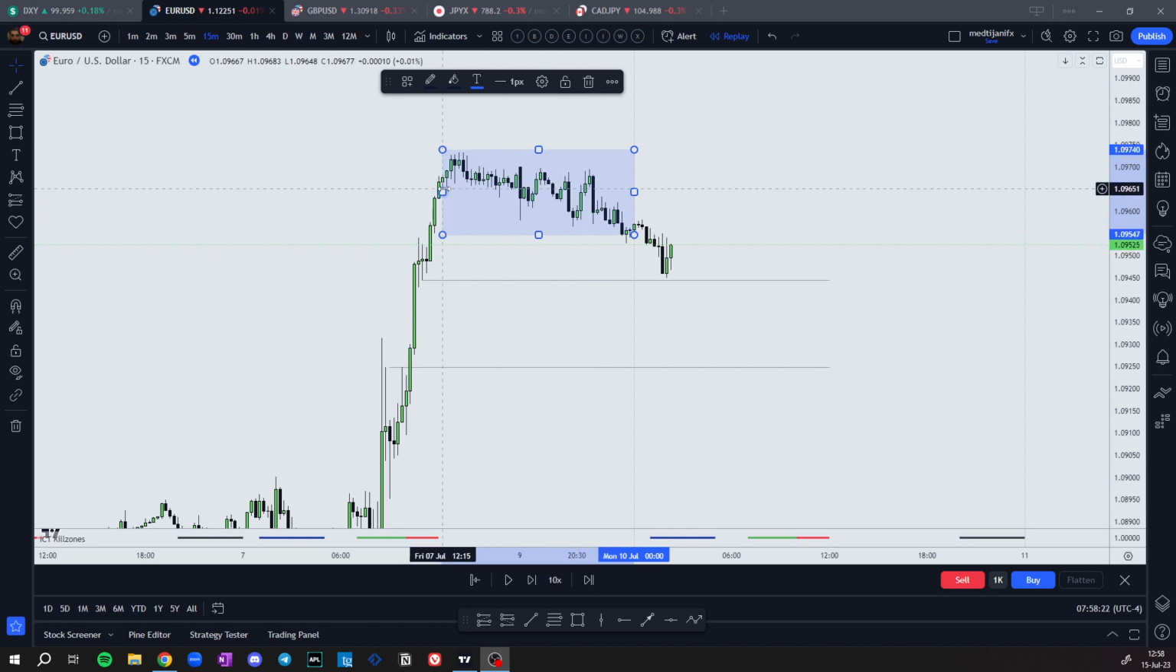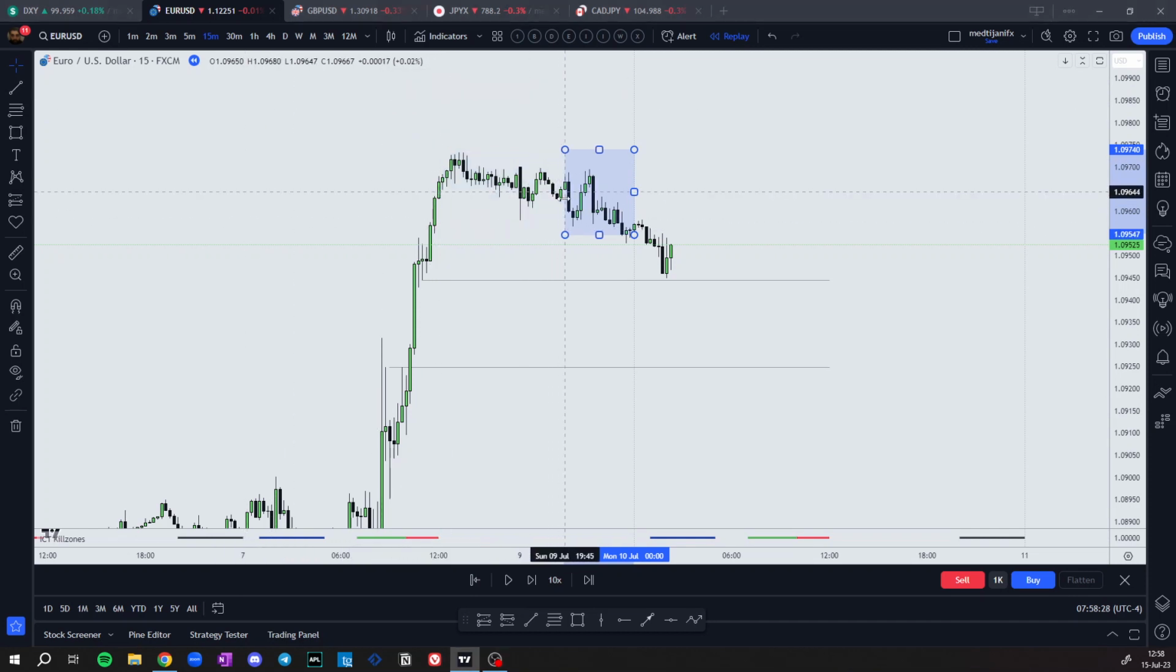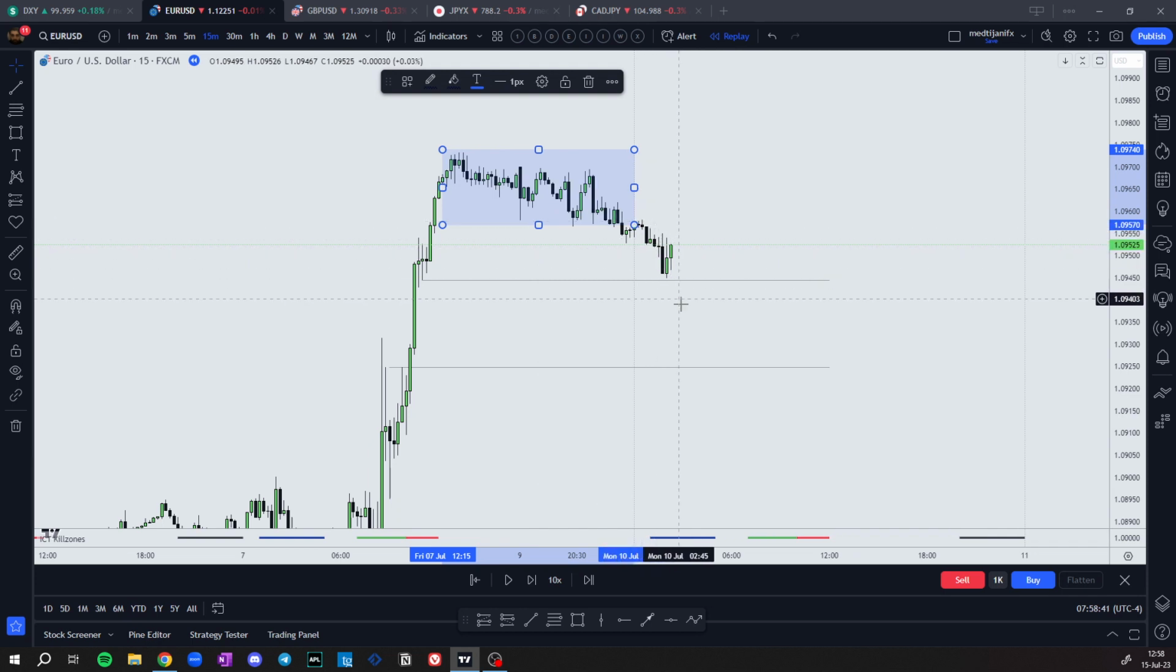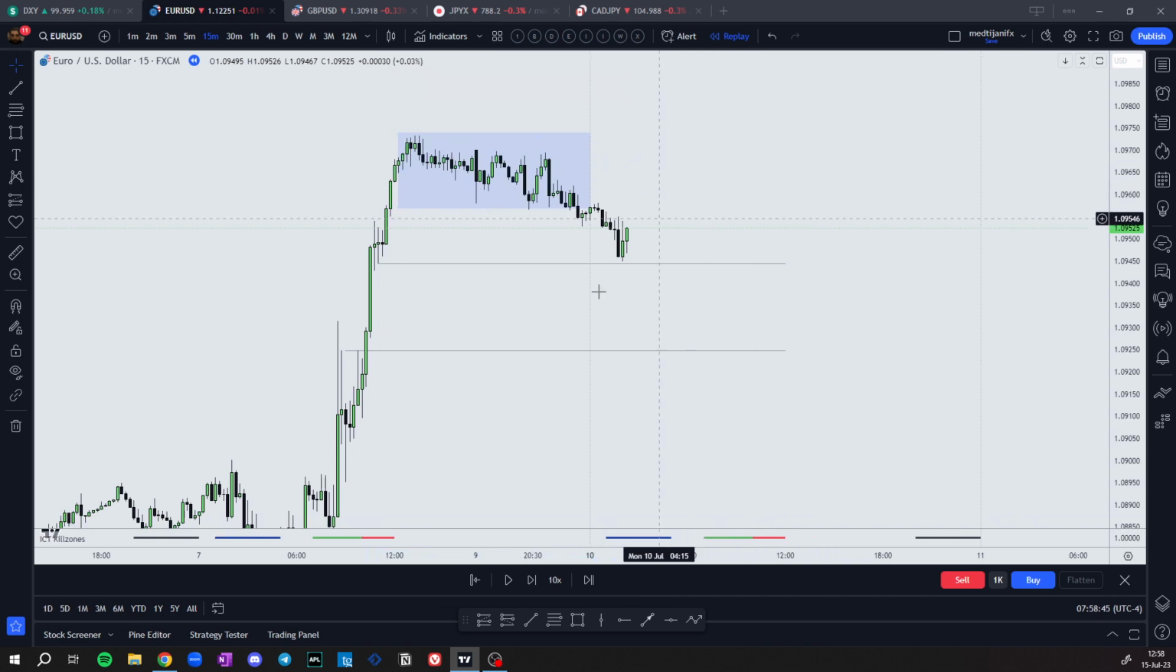On the 15-minute time frame, we see that the Asian range has been a consolidation starting from 8 p.m., or 9 or 7 p.m., but overall we have a consolidation right here, an accumulation. Then we're going to be expecting some kind of manipulation lower, then a break of market structure to continue higher.